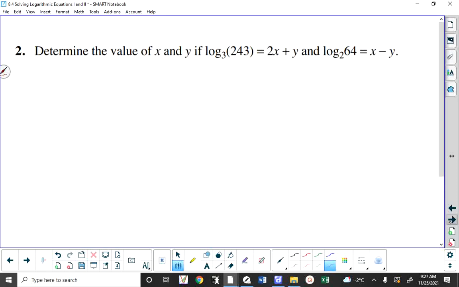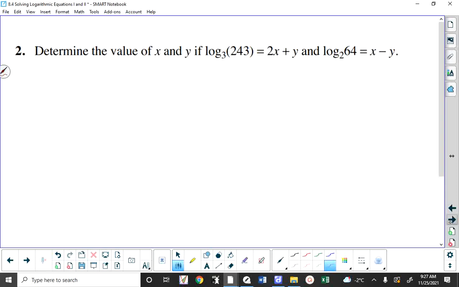So how do we get a system of equations here? Well, we have a system of equations. It's right there. There's one equation that relates x and y and another equation that relates x and y. The only thing we have to do to turn this into a grade 10 question is to figure out what log base 3 of 243 is.